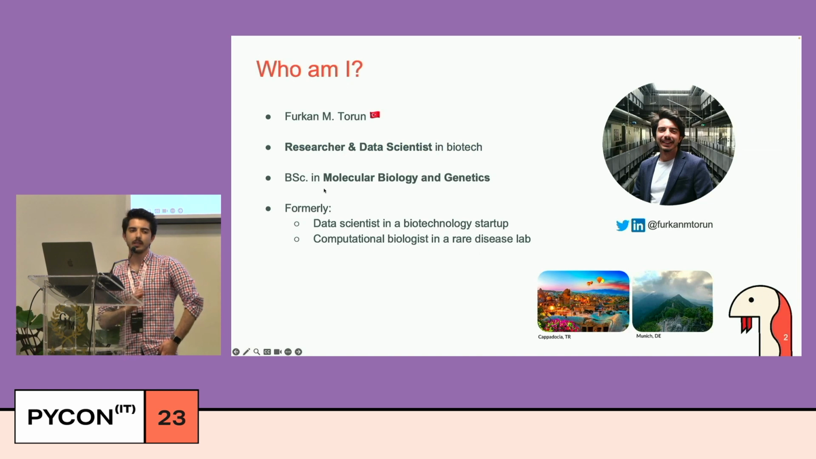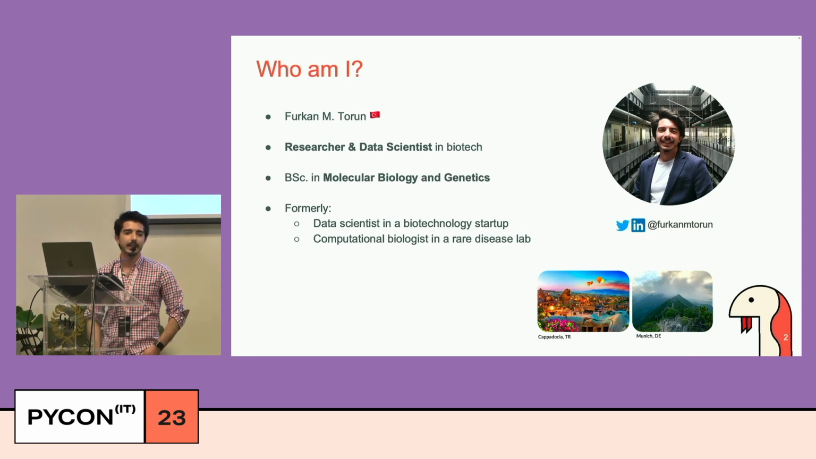So let's start with a little bit about me. My name is Furkan, and I'm from Turkey. My hometown is in the Cappadocia region, maybe you see from some images. I'm working as a researcher and data scientist in a biotech company in Munich. By training, I'm a molecular biologist and geneticist, so my background is full of genetics. Previously, during my bachelor, I worked as a computational biologist in a rare disease research lab, followed by a data scientist position in a biotech company, again in Munich. And now, yeah, that's me.